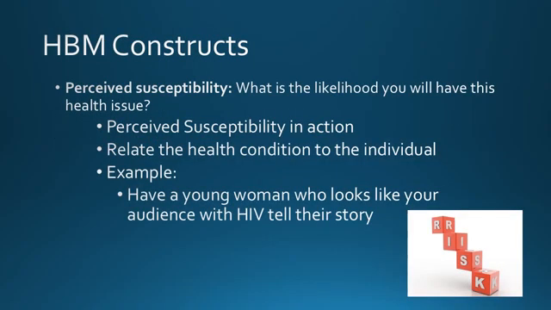So the first construct, perceived susceptibility. So what is the likelihood that people who engage in unprotected sex will then contract HIV? So you would relate this health condition to the individual. So in the case of my program, I would have a young woman who looks like my target audience with HIV tell her story, and how she had put herself at risk and then ended up getting HIV. So it'll put things in perspective for the participants.